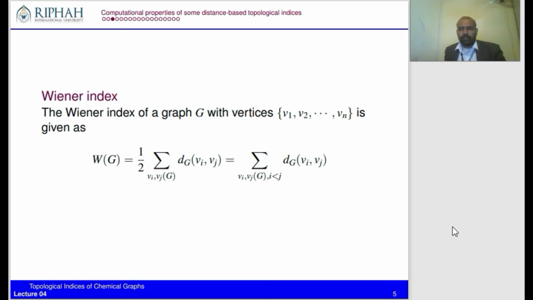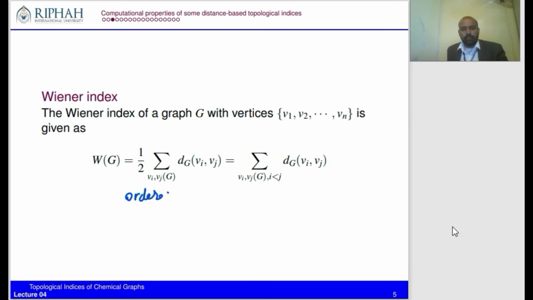So let's define the Wiener index. If we have a graph G of n vertices, v1, v2 up to vn are the vertices of the graph G, then the Wiener index of G is defined as the sum of all the distances between ordered pairs of vertices, divided by 2. Remember that we consider ordered pairs here, so that's why we divide by 2. If we consider the unordered pair, then there is no need to divide by 2.